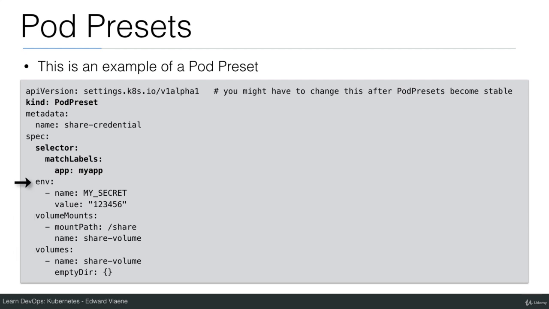In this case, I have an environment variable, a volume mount, and I specify volumes. So this would then be applied, and then you have a variable mySecret, a volume mount /share, that is just an empty directory that is then defined in volumes.